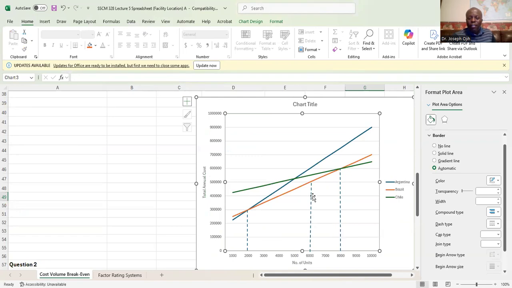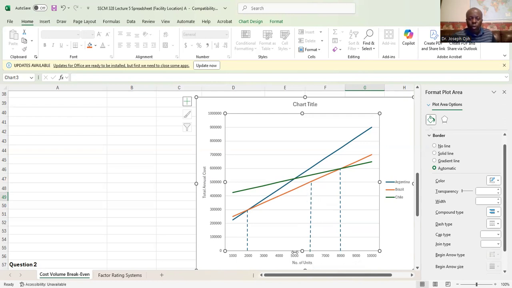Okay, but what about the one that's in the middle? Yeah, because that's the range I'm talking about. Brazil is attractive all through within this one and this one. And remember, we are told 6,000 units. Remember the question says 6,000 units. That's why I put it right here. Can you see the 6,000 right here? Yeah, that's why I put it here.